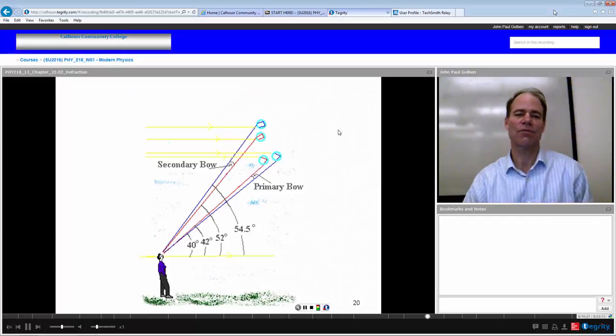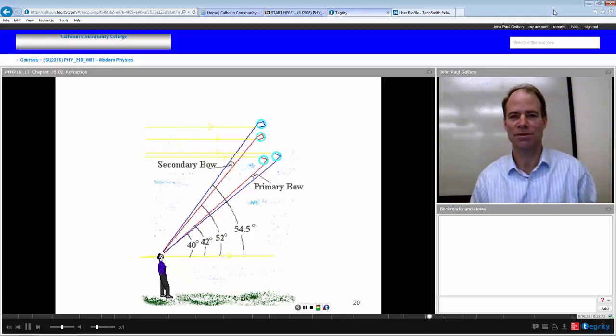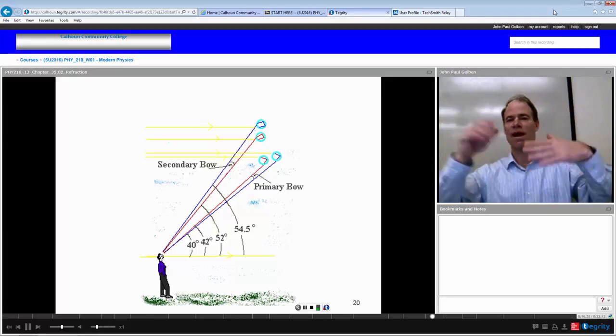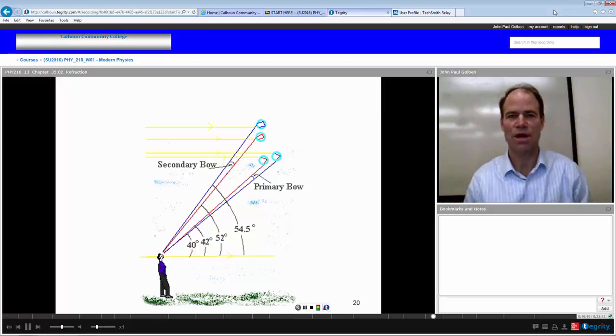Well, if you're looking at a rainbow, you're going to actually see two examples of reflection and refraction. The primary bow is just as we described. You have refraction, reflection, refraction coming back to you. You see the primary rainbow.